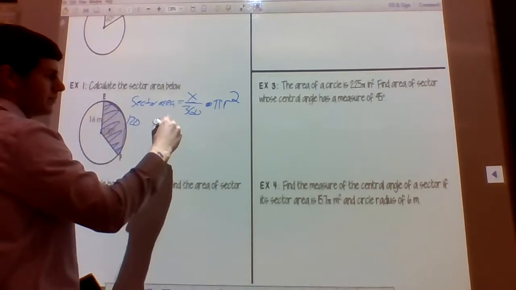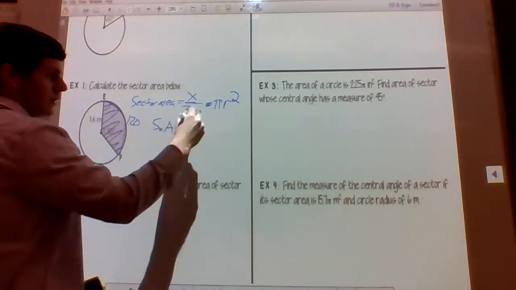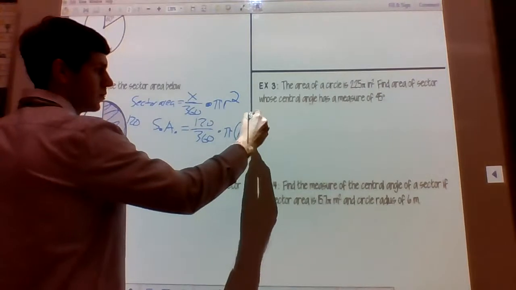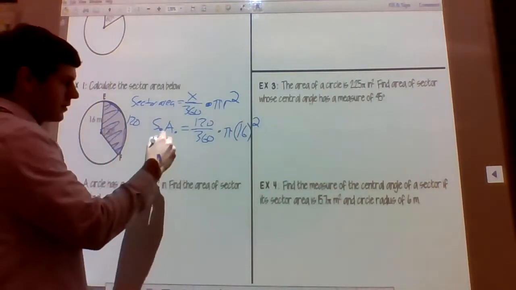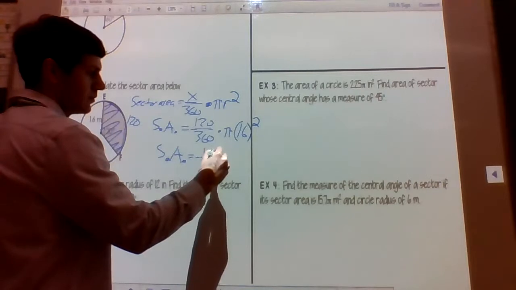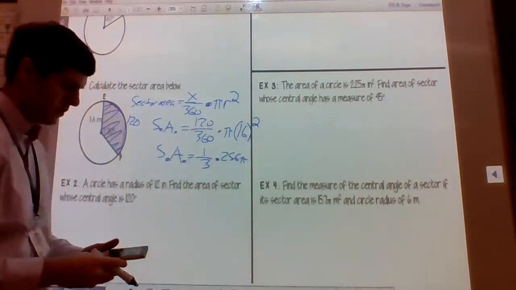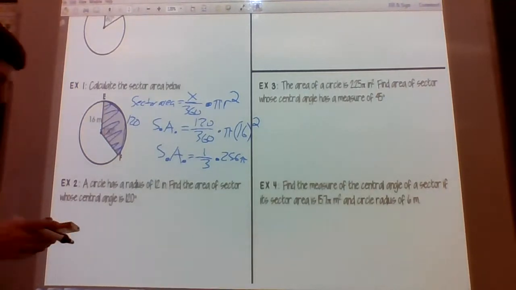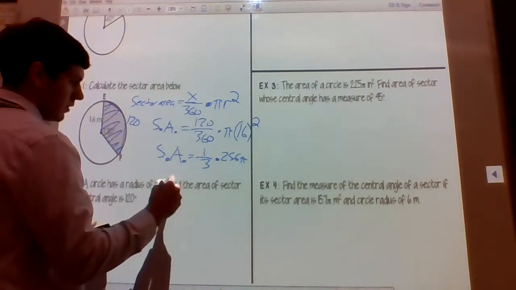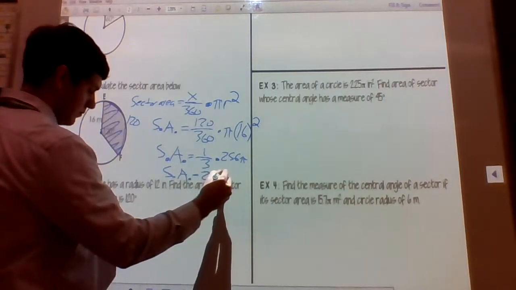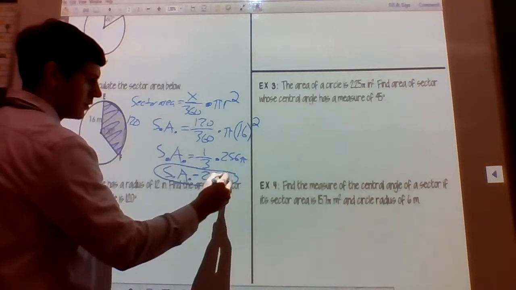So sector area is going to equal, again, 120 over 360 times pi times 16 squared. So again, you're going to get 1/3 times 256 pi. 256 pi divided by 3 is 268.1. So our sector area is going to be 268.1.